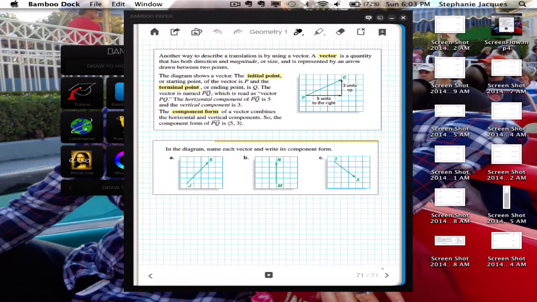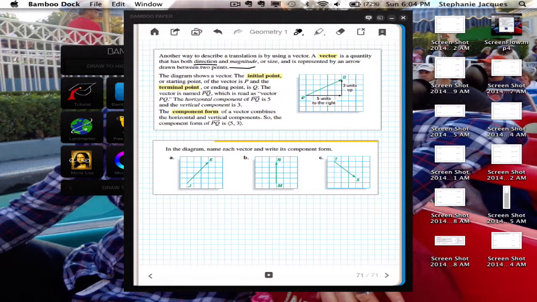Okay, so let's look at one more example, because we're going to talk about vectors. Another way to describe a translation is by using a vector. And we talked about this in science a little bit. A vector is a quantity that has both direction and magnitude or size, and is represented by an arrow drawn between 2 points. The diagram shows a vector, so that PQ is your vector.